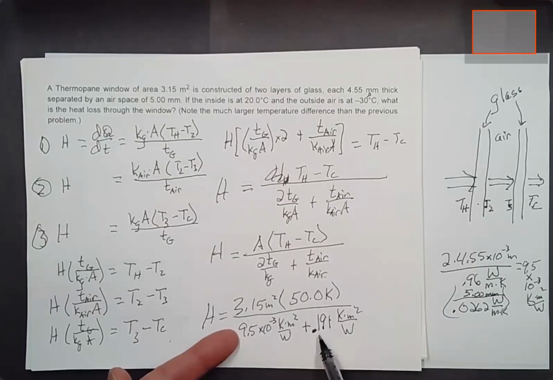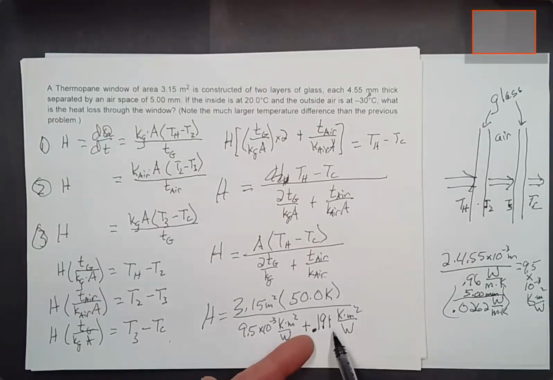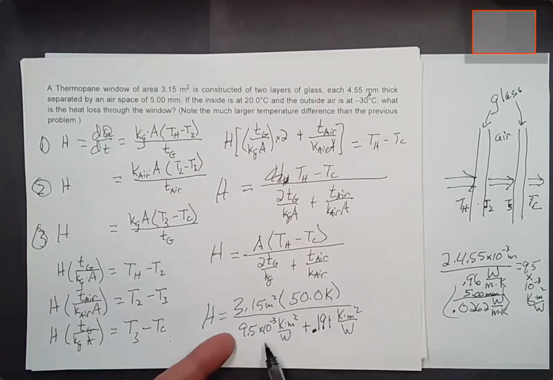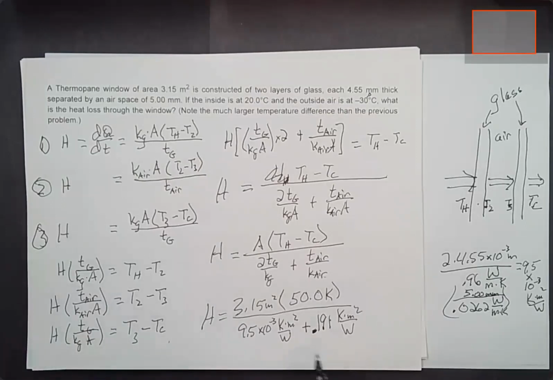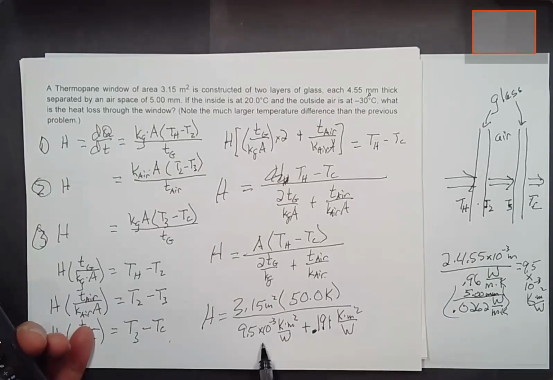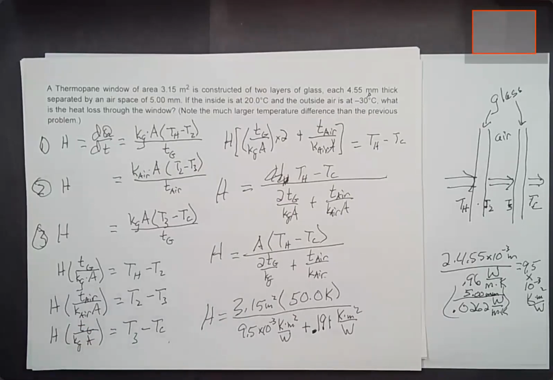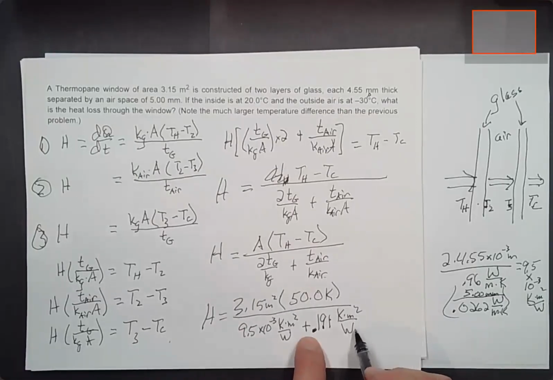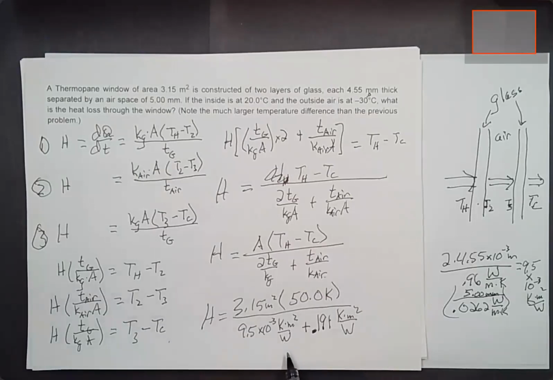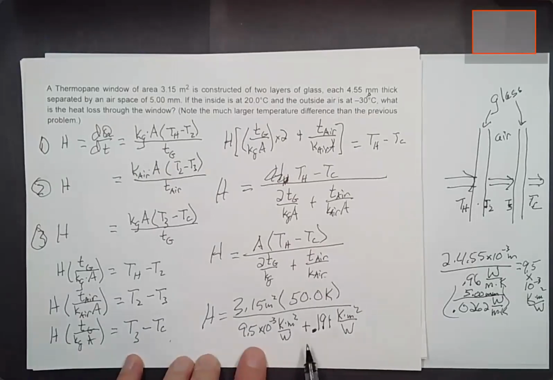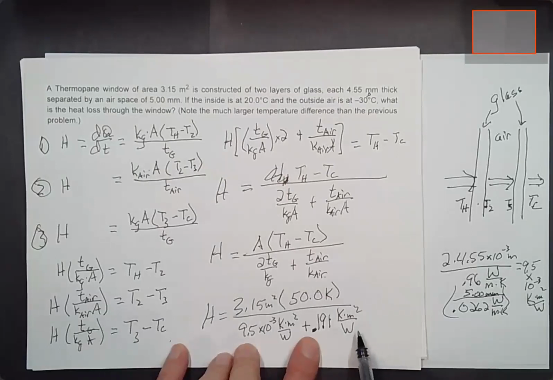But something you can see is that this single layer of air is a lot bigger than that. In fact, if I divide 0.191 by 9.5 times 10 to the minus third, divided by, not times, this is 20 times as large as that. Okay. So almost all of the insulating value of that window is because of this air gap.